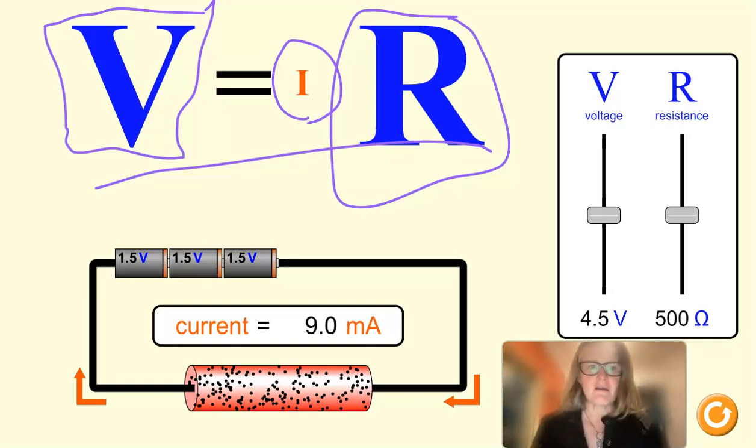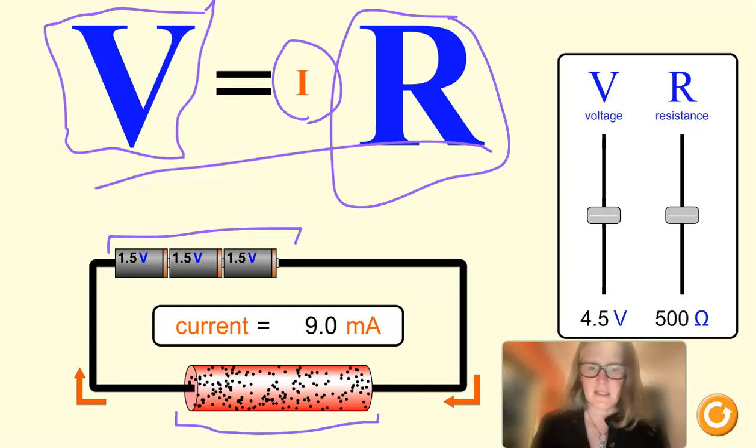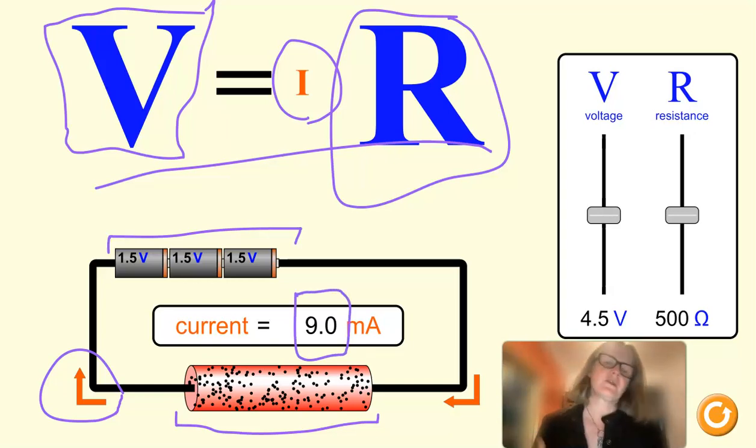Other features, we have a little diagram here in this model, some batteries or cells end to end. We have a resistor represented by this red cylinder with dots on it. And we have arrows that show you the path of the current. We also have some numbers around here, and we're going to see the numbers change, but we're only going to describe them as getting bigger or smaller. And the last part of our computer model is this slider system here, which is going to allow us to be in control of changing the size of the voltage and the resistance. So let's get into it.